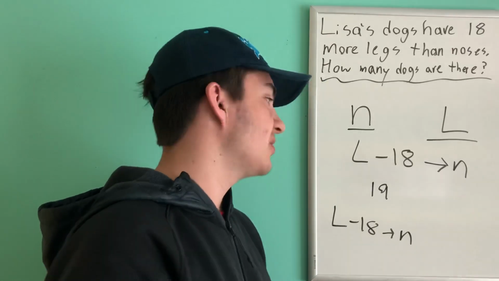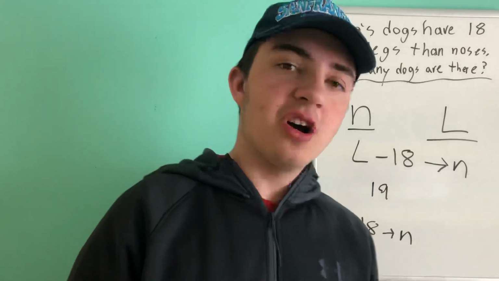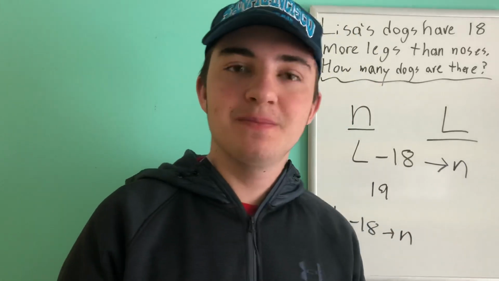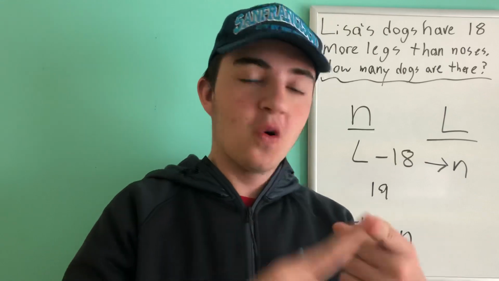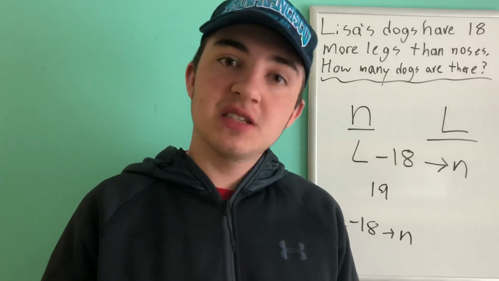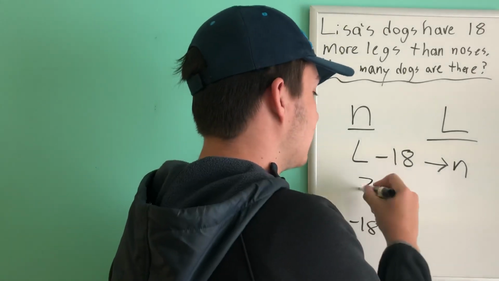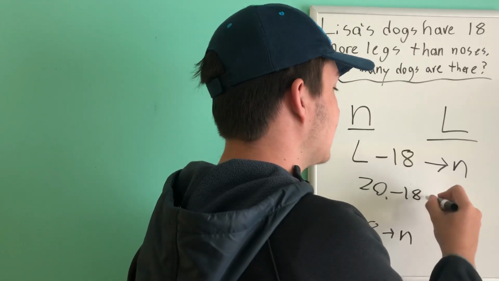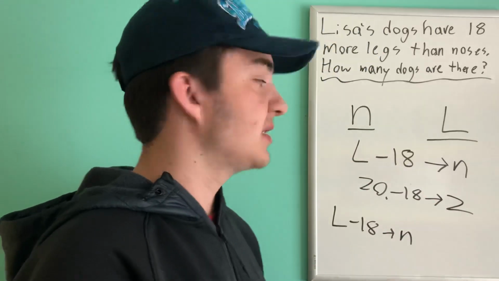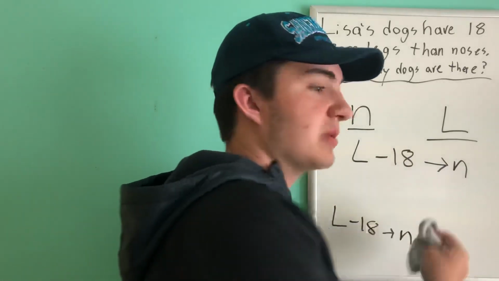So let's try 25 legs, right? Let's say there are 25 legs. Wait a second. Each dog has 4 legs, right? So the number of legs has to be divisible by 4. So 4, 8, 12, 16, 20, those numbers, because it goes by 4. So let's try 20, okay? 20 minus 18, that's 2, so that means 2 noses. 2 noses, 2 dogs. 2 dogs, 20 legs. That doesn't work.